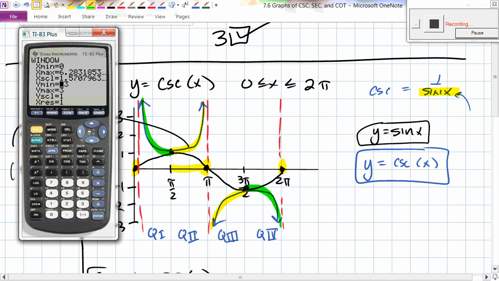How low on the range did I go? My lowest y value? -3. Good. And then up to, how far did I go? 3. So if I hit graph, I should see just one nice smooth curve for the sine function, and that matches my picture so far.